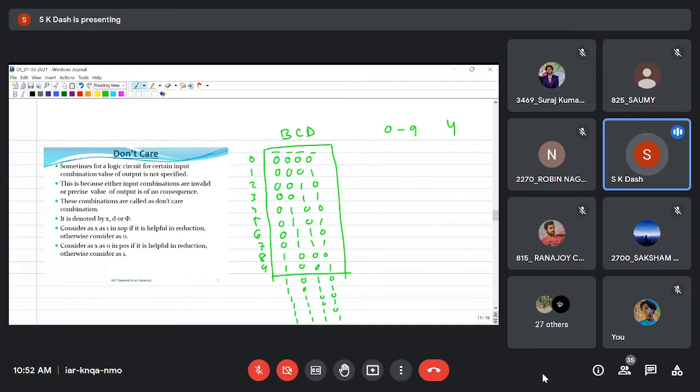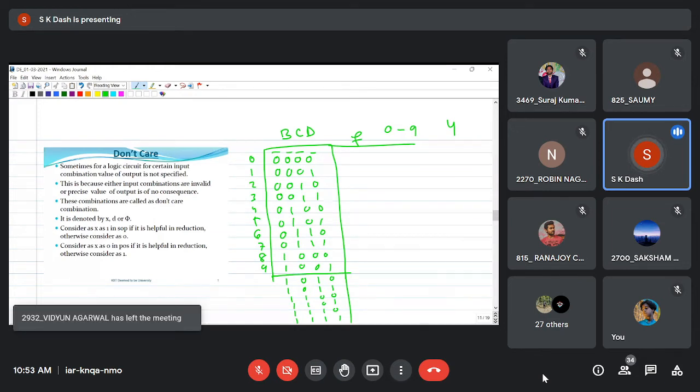Okay. So what do you mean by a truth table? What is the definition of a truth table? We have written many truth tables now. What does a truth table tell about? A truth table is a combination of all the possible inputs and their corresponding outputs. All possible input combinations and their corresponding outputs.